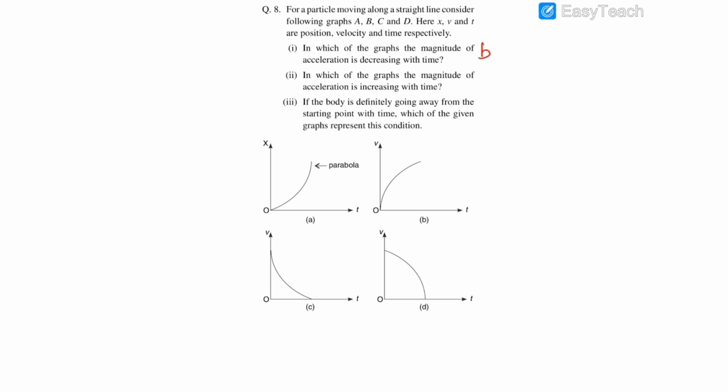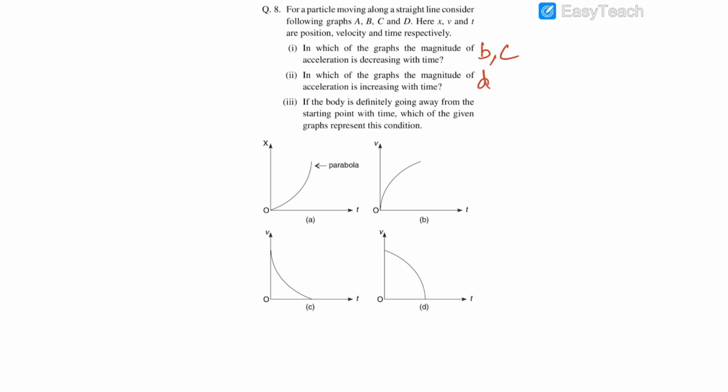So one option is B, and you can see that the slope of this graph is negative although, but it is also continuously decreasing. You can see that slope is decreasing, magnitude of slope is decreasing. So C is also the correct option, and option D is incorrect because as we are going in the forward direction, the magnitude of slope is increasing for this graph. Now, in which of the graph the magnitude of acceleration is increasing? So this is obviously option D.